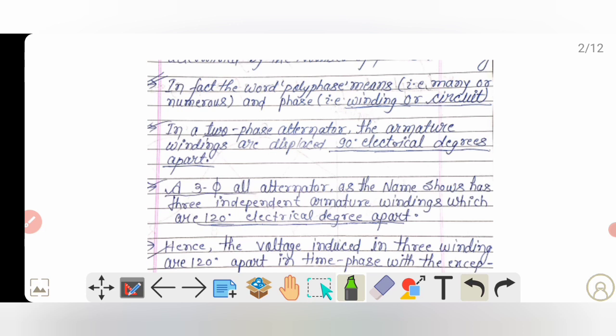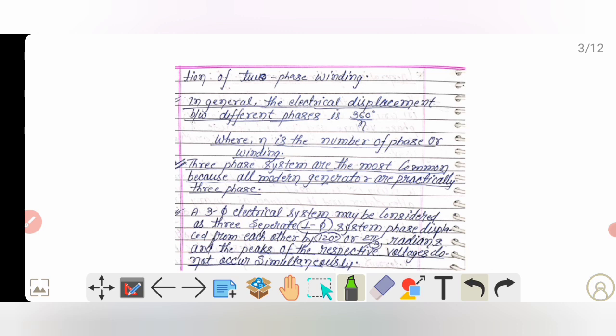Now as we have already discussed, in case of a two phase alternator, my dear friends, the windings are displaced by 90 electrical degrees, and in case of a three phase alternator, or three phase winding, the phases are displaced by 120 electrical degrees. And hence for the calculation of phase angle, normally the formula used is 360 by n, where n is the number of windings.